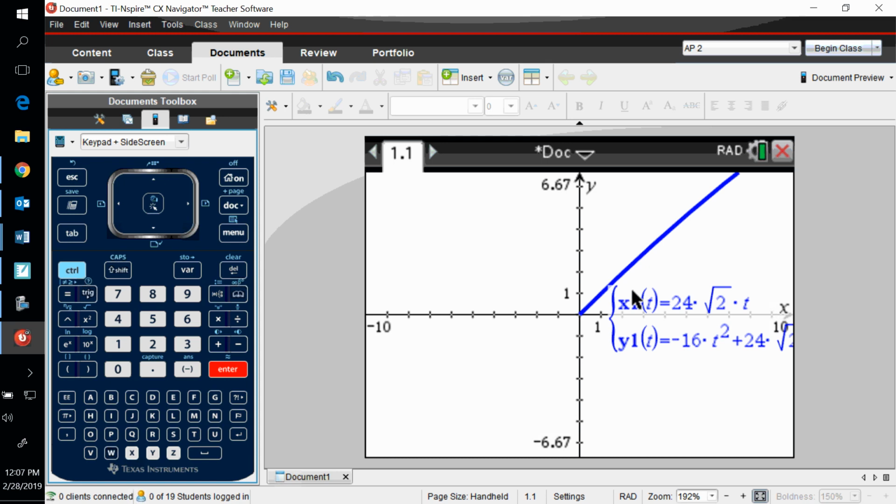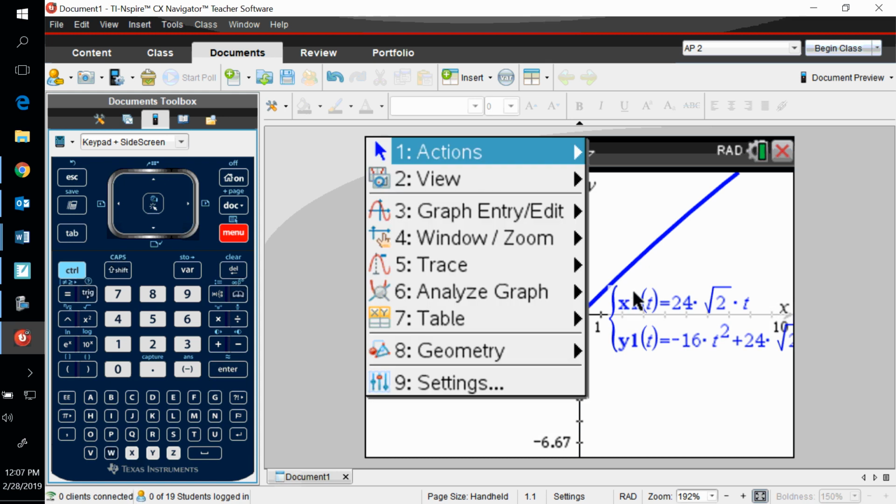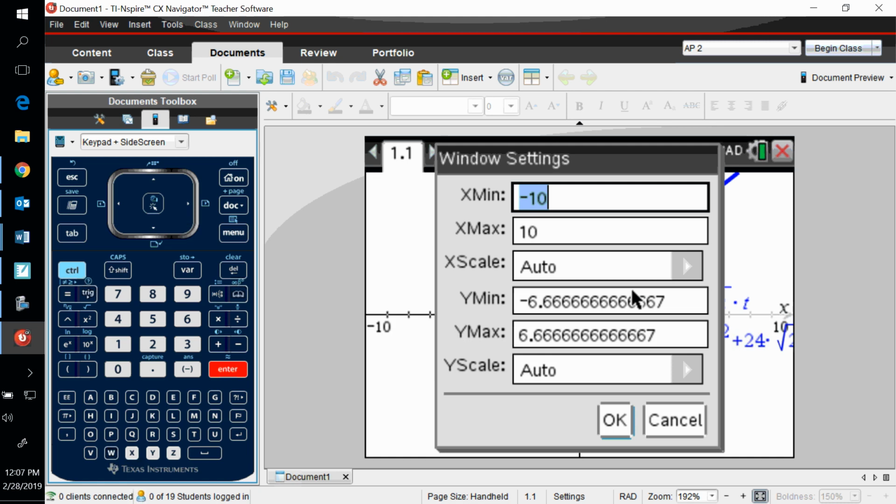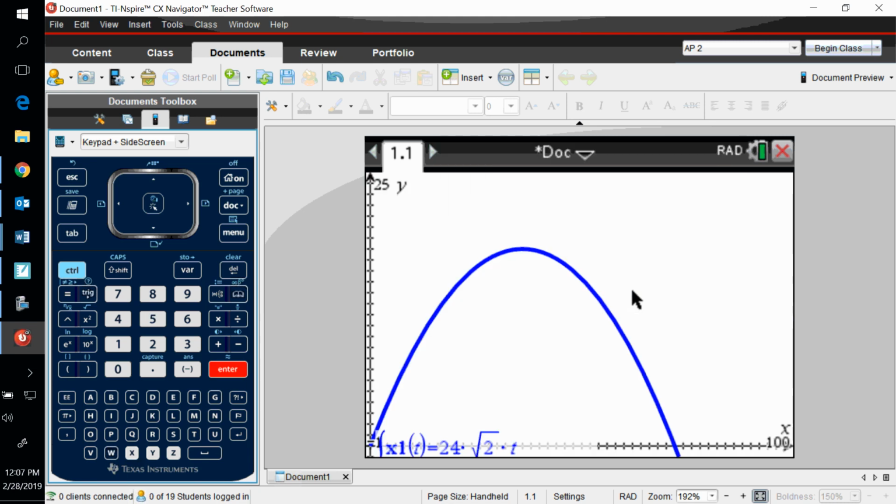Okay, and then it wants us to adjust our window. So we can go menu, window zoom, window settings. We've got an x min of -1, x max of 100, y min of -1, y max of 25. And we now get a picture of our graph.